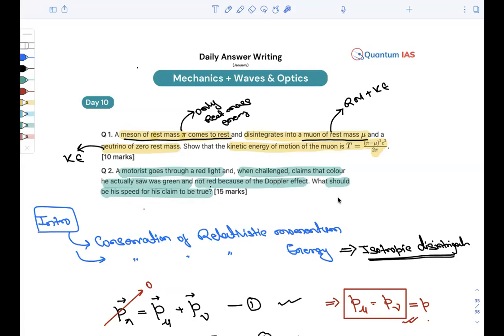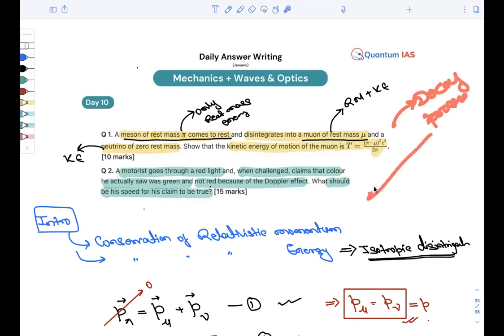So the first question: pi mesons come to rest and disintegrate into a muon and a neutrino of rest mass 0, so that the kinetic energy is this much. This question is taken from relativistic mechanics. The first thing we need to focus on is that this is from the decay process that is mentioned in our syllabus.